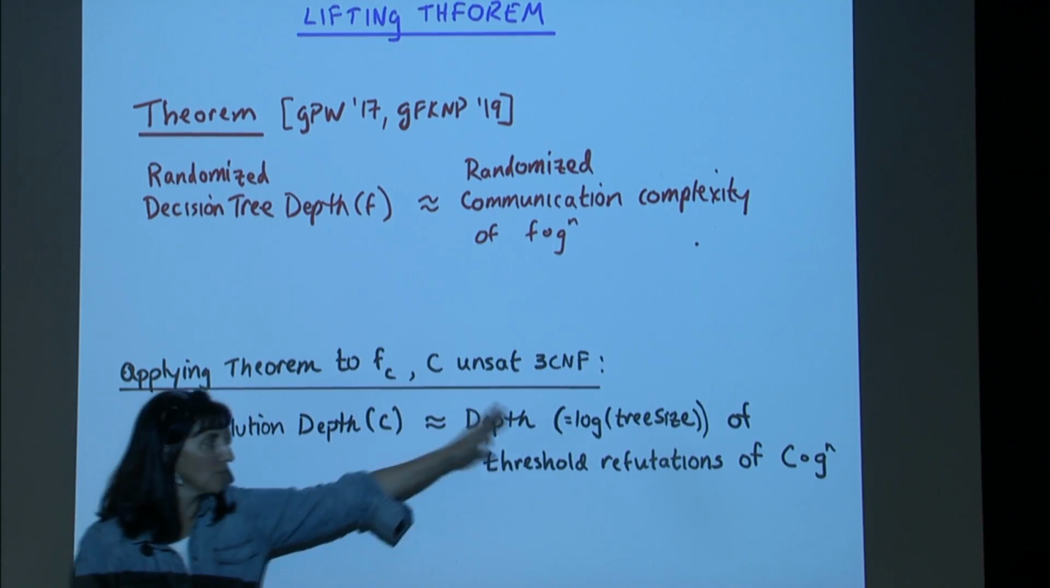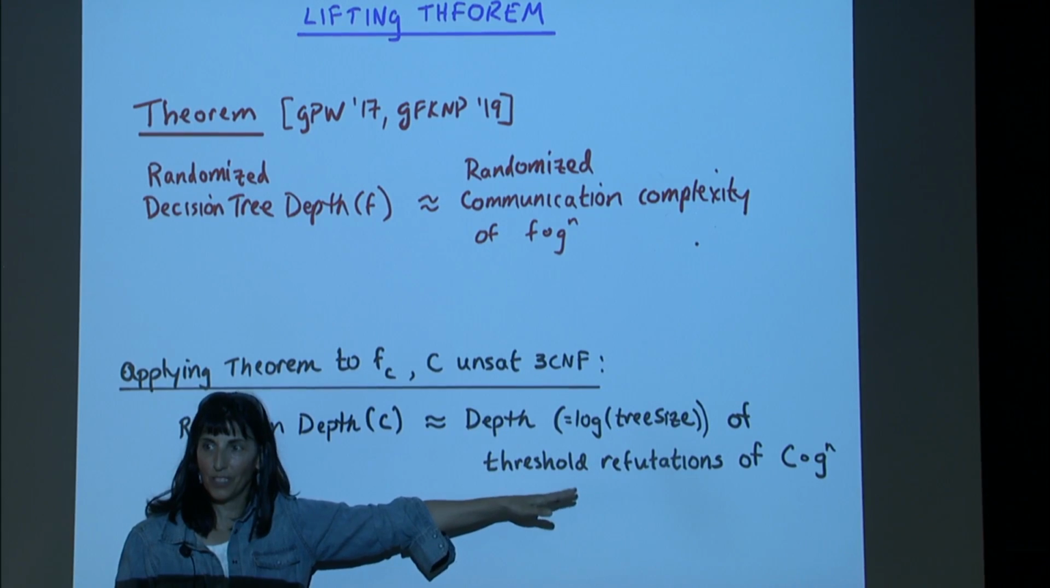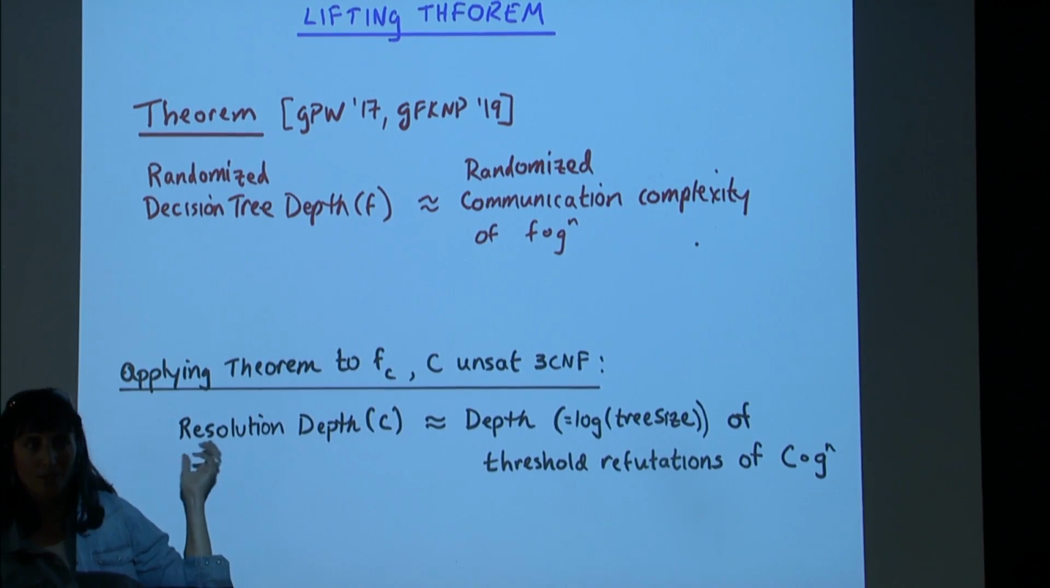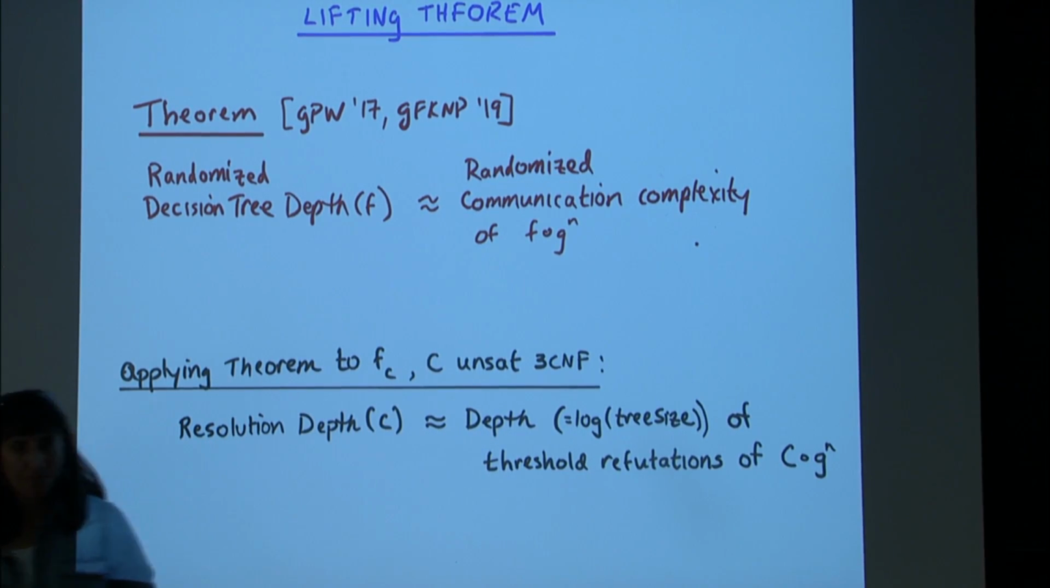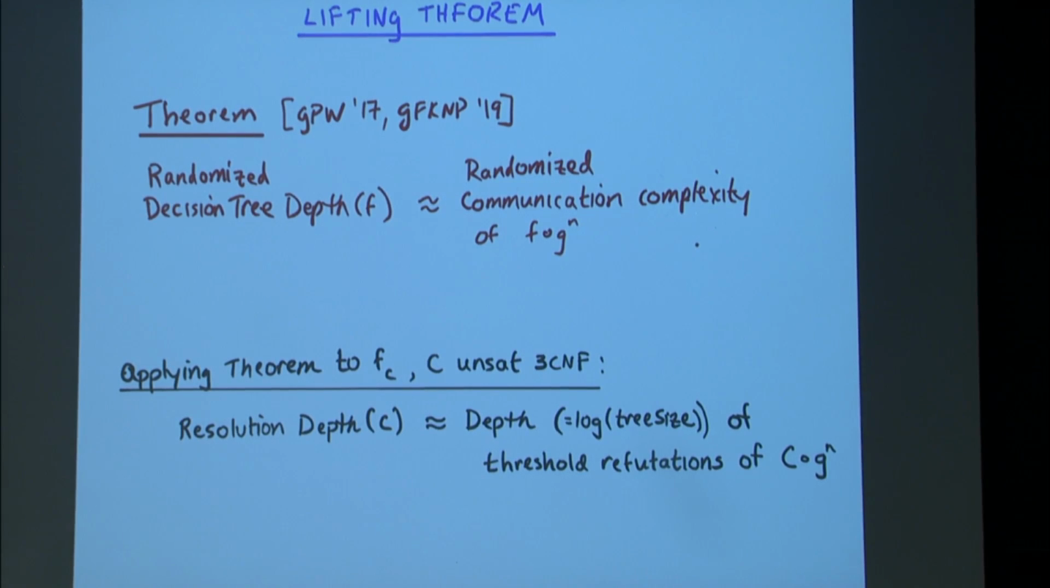So it's a way to get lower bounds for cutting planes type proofs from very simple resolution bounds. Okay? Does that make sense?